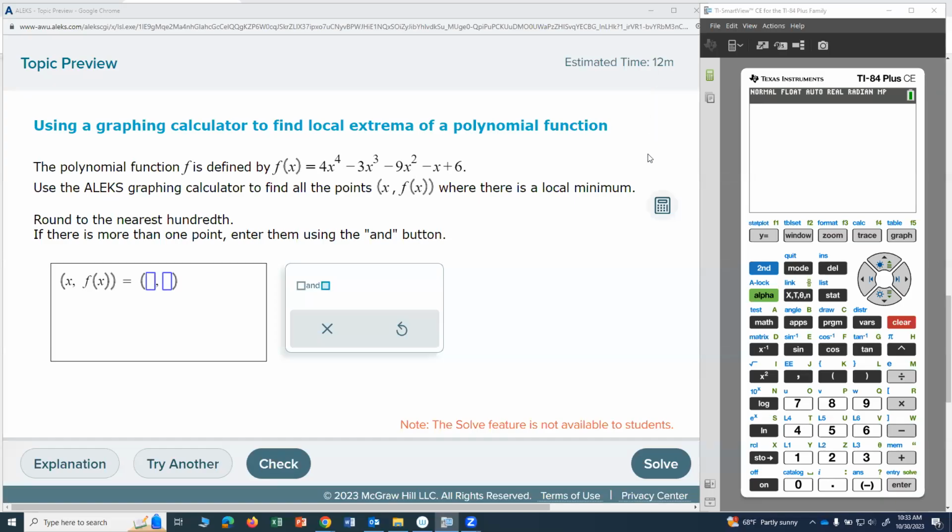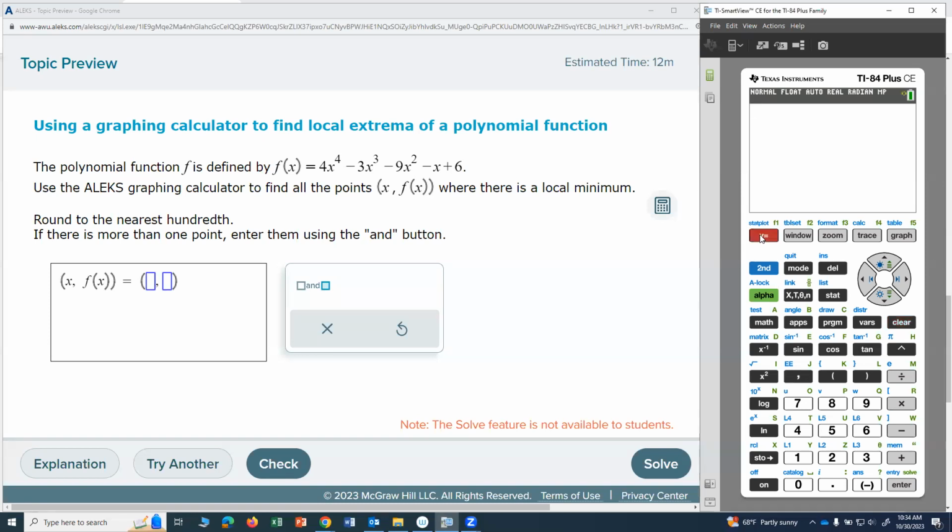In this video, we're going to look at how to use the TI-84 in order to find local extrema of polynomial functions and zeros of polynomial functions. In this problem, we're given the polynomial function f defined by f of x equals 4x to the fourth minus 3x cubed minus 9x squared minus x plus 6. And we want to use the calculator. I'm going to use the TI-84 and not the Alex calculator here. So I'll use the TI-84, find all the ordered pairs, x, f of x, where there's a local minimum.